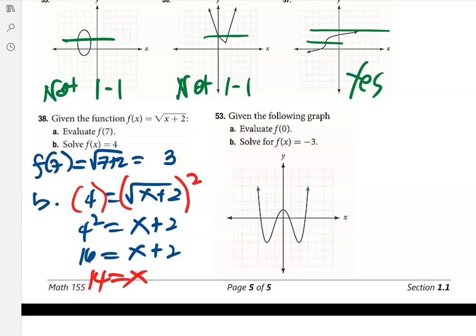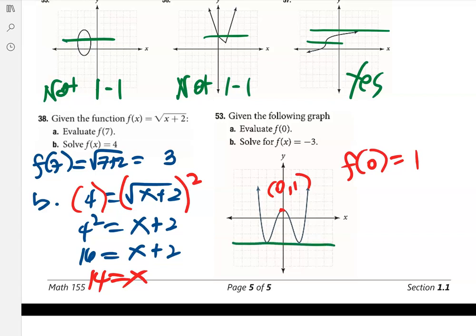Then the last problem, 53. Given the following graph, evaluate f of 0. F of 0 is equal to 1. So here, that point is 0, 1. Then letter B, solve for f of x equal to negative 3. So the output is negative 3. So look at your y. 1, 2, 3.